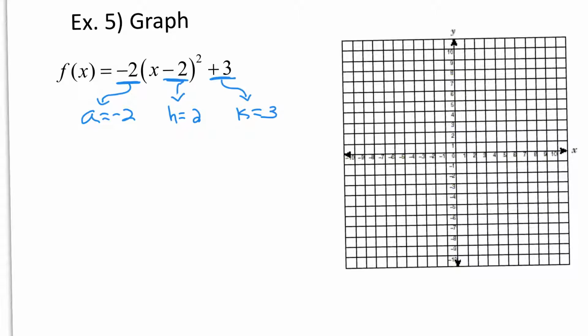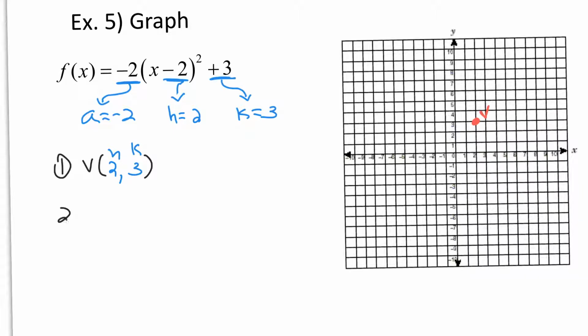So let's go through the steps. Step number 1, you guys are going to have your vertex. So my vertex is at h, which is 2, and k, which is +3. So from the origin, 1, 2, 1, 2, 3 is right here. So let me label that for my vertex.